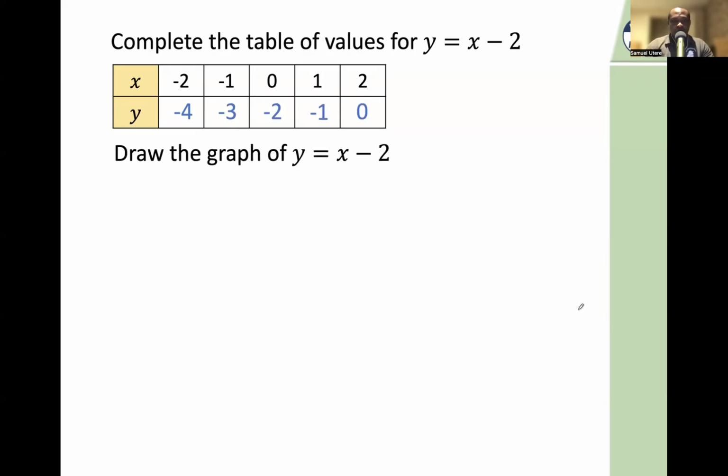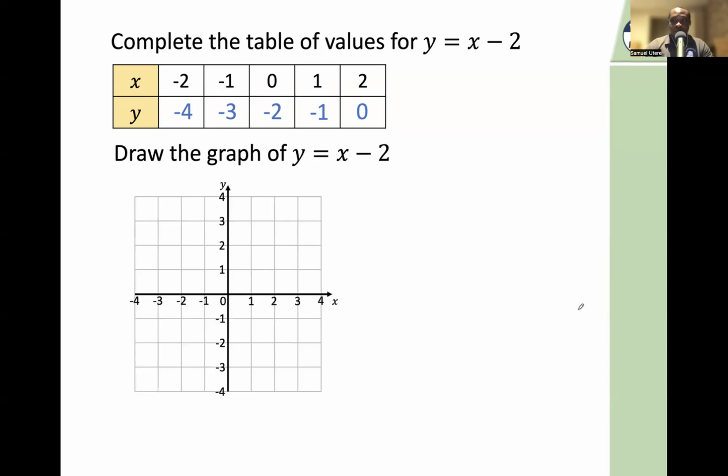Now, if we're asked to draw the graph, what do you think the graph will look like? Well, by now, you should begin to be able to describe what the graph should look like even before you plot it. So we know the graph will slope upwards. We know the gradient is 1. There's 1x, so there's 1 beside the x. So for every 1 across, we go 1 up. And we know that the graph will cut the y-axis at negative 2. So let's see that. And here we have it. Interesting, isn't it?